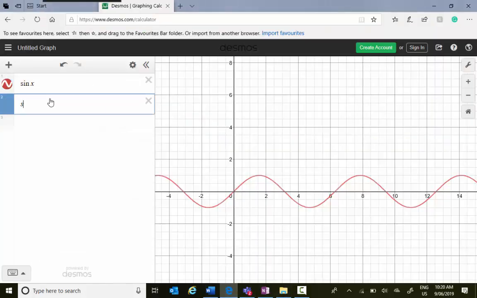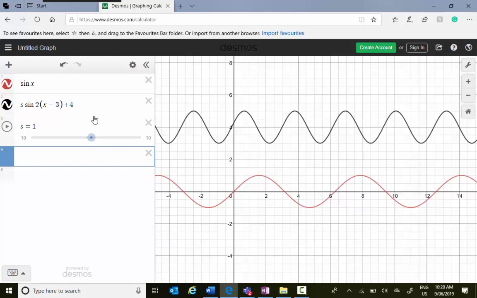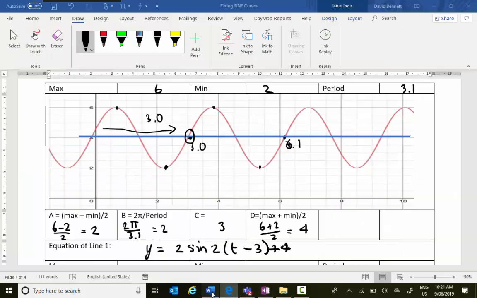So we've got 2 sine 2 x take 3 plus 4. And I haven't obviously zoomed in like this particular curve, but you can see it's cutting there, it's going up at 3, it's got a height of 2, it's symmetrical around 4, and it's got a shorter period. Alright, so that's the same curve as what we've got in our curve here.